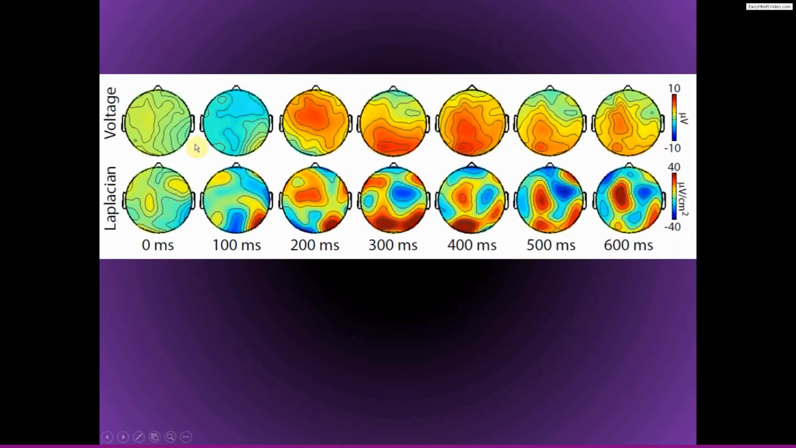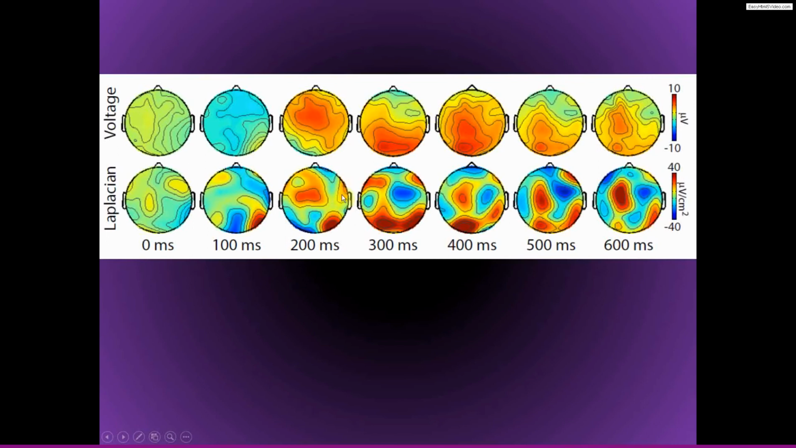Here we see some real data. This is the ERP, so time domain average, and this exact figure we will recreate in a few minutes in MATLAB. So here you see different latencies, and the top shows the voltage data before spatial filtering, and then the bottom shows the Laplacian. And I think it's very interesting to compare these two sets of maps, because these are really the same data, just with and without any spatial filtering.